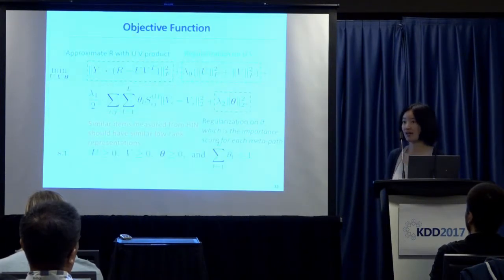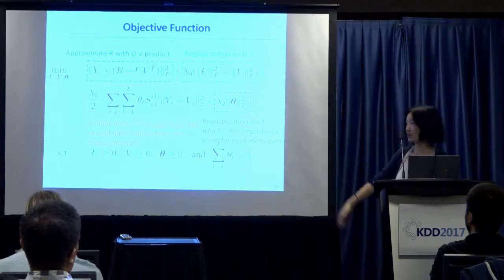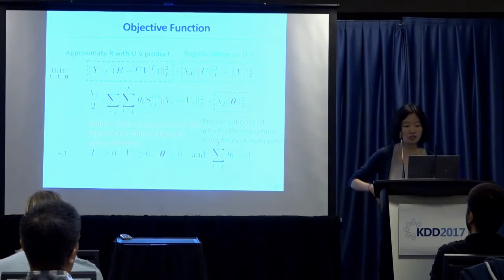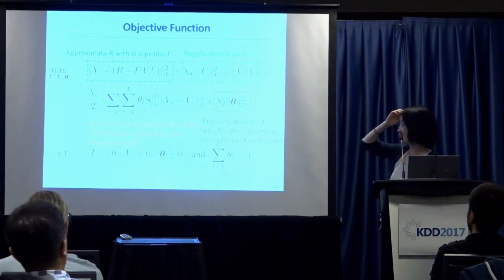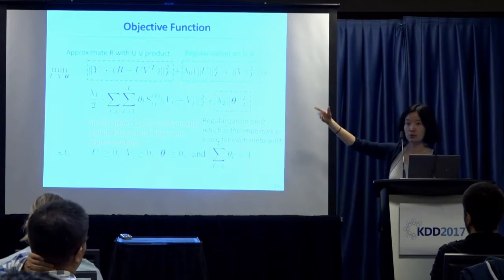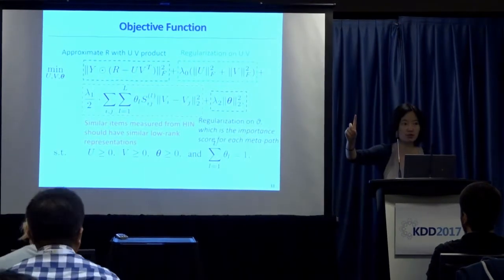So now how can we write down our objective function? For the first part, it's very similar to other people's work, right? Just combining the collaborative filtering part. We want to do a decomposition of the rating matrix. We still have just one rating matrix.